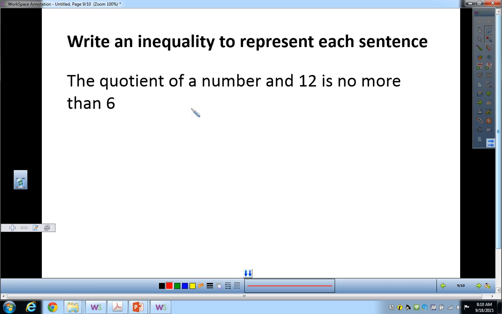I think I got it. So x divided by 12 is greater than 6. Sorry, x divided by 12 is greater than or equal to 6.